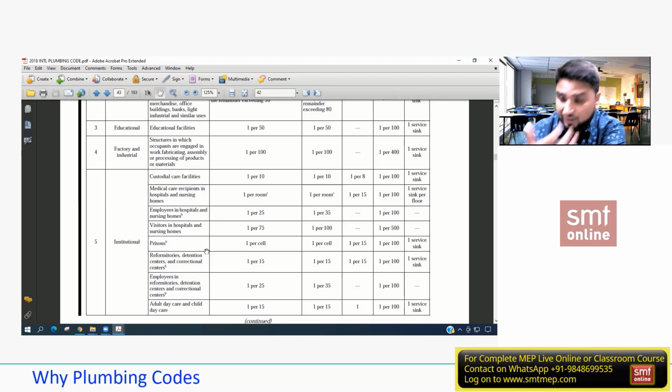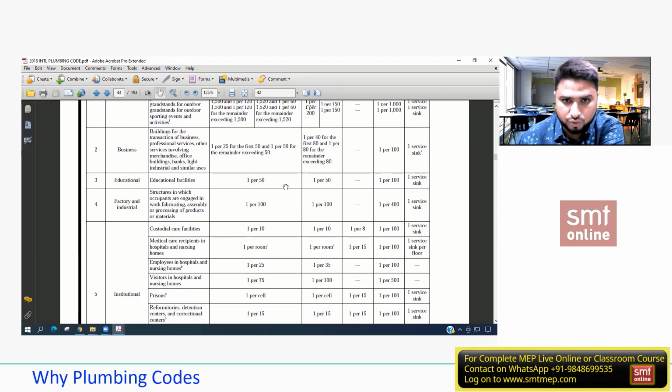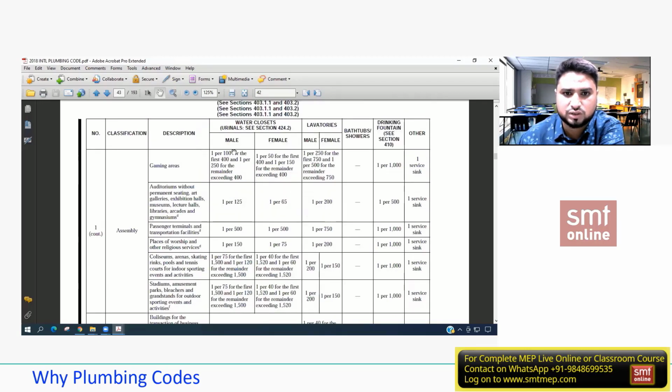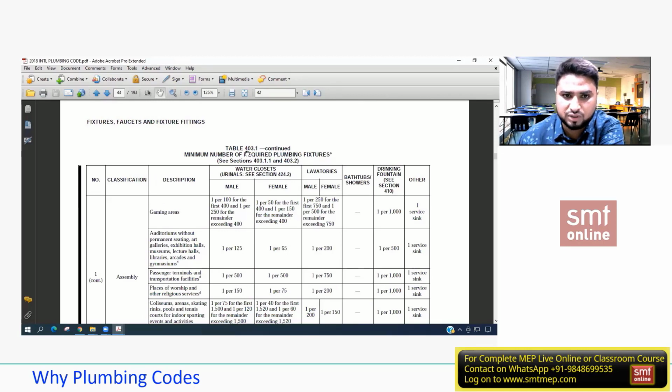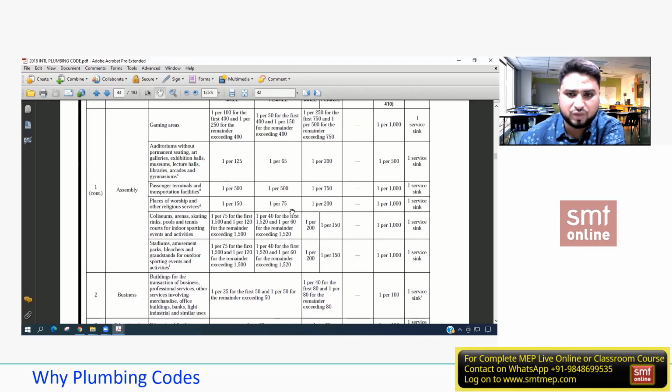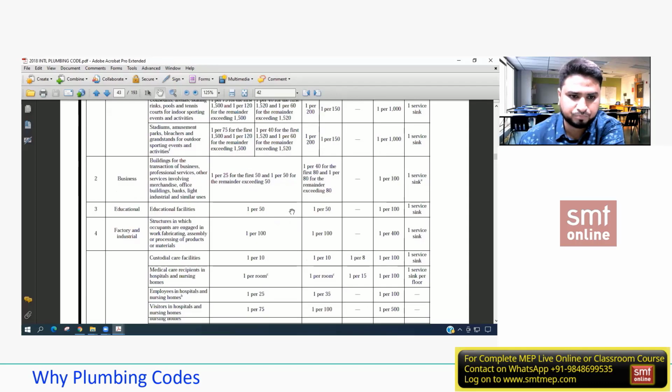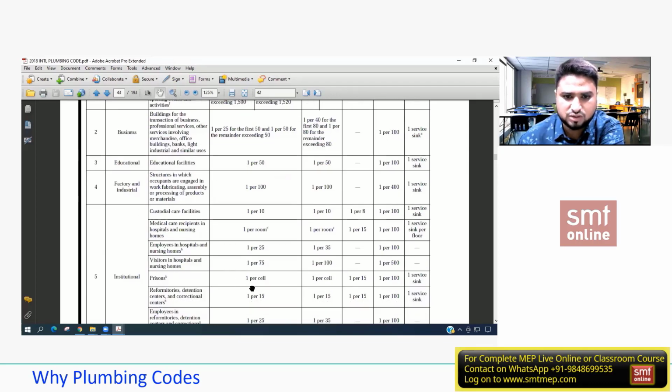So I have taken the reference of the IPC 2018 application handbook, and I need to provide the table number. You people can note down for your reference: 403.1, and the name of this table is Minimum Number of Required Plumbing Fixtures. This is the 4th chapter of the 2018 IPC, International Plumbing Code. So now, for example, prison: this is one per cell.